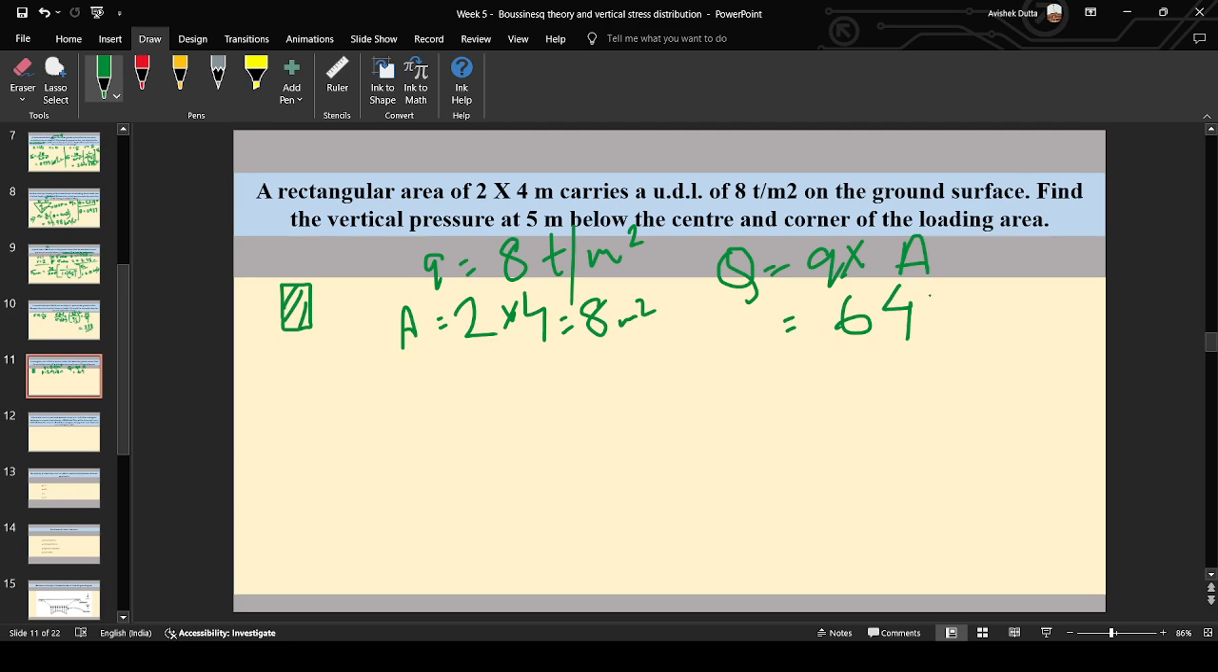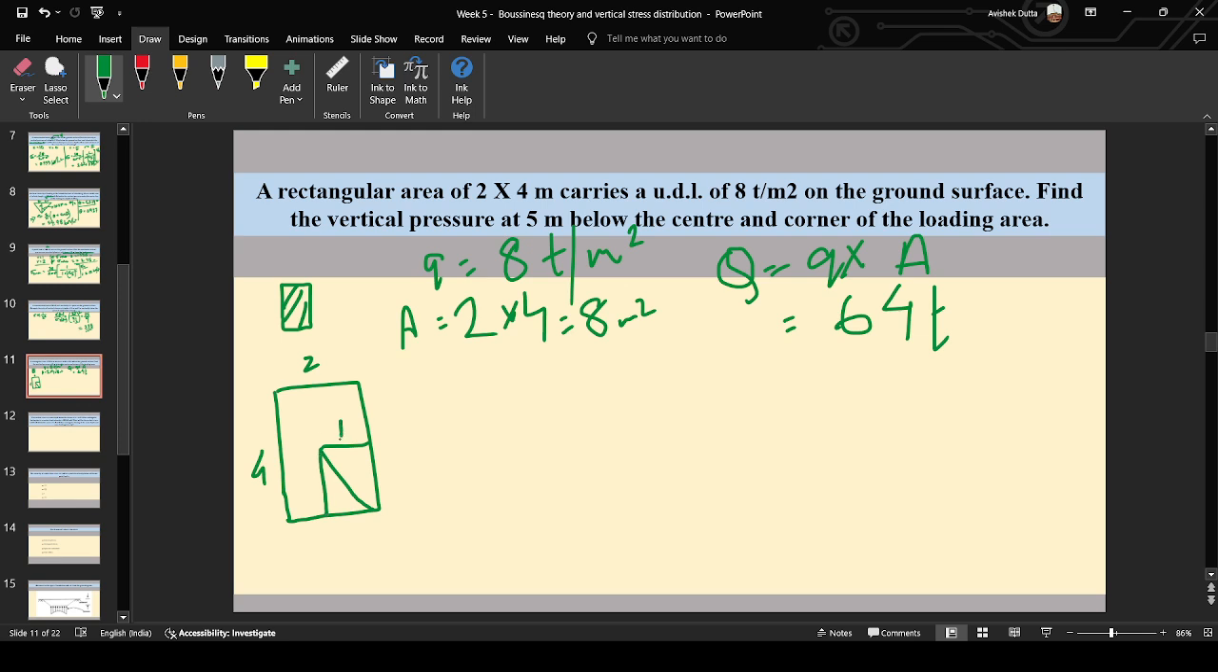64 tons. Yes, 64 tons. Okay. Now another thing, we are asked to find out the vertical pressure 5 meter below the center and corner also. So in this rectangular area, if we draw this again in a magnified size, this is 2 and this is 4. Now this is the center and this is the corner.